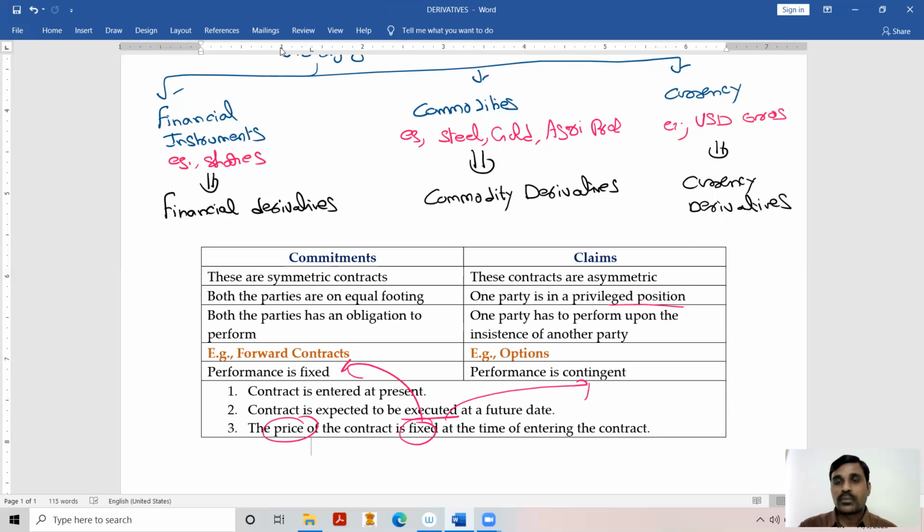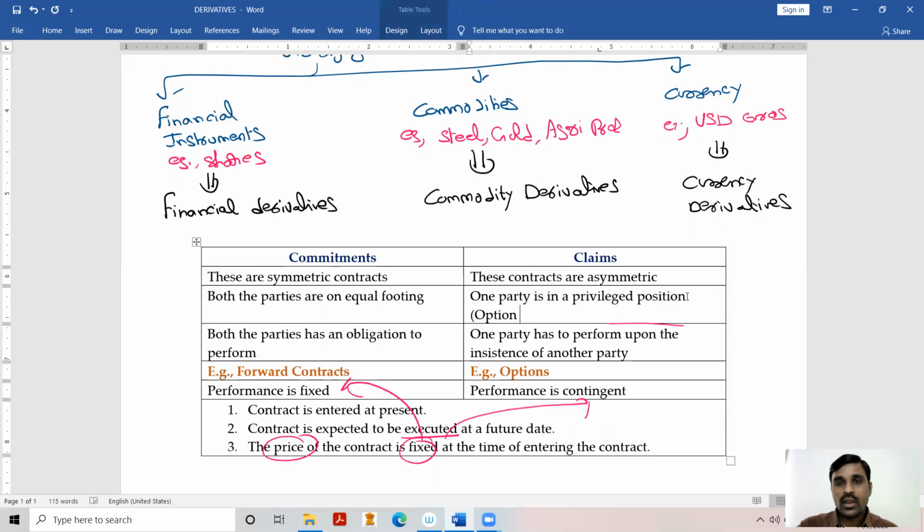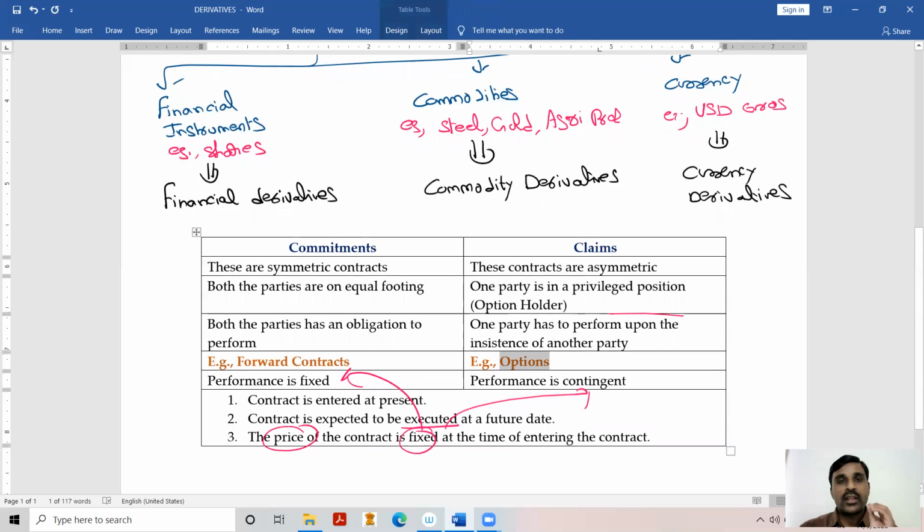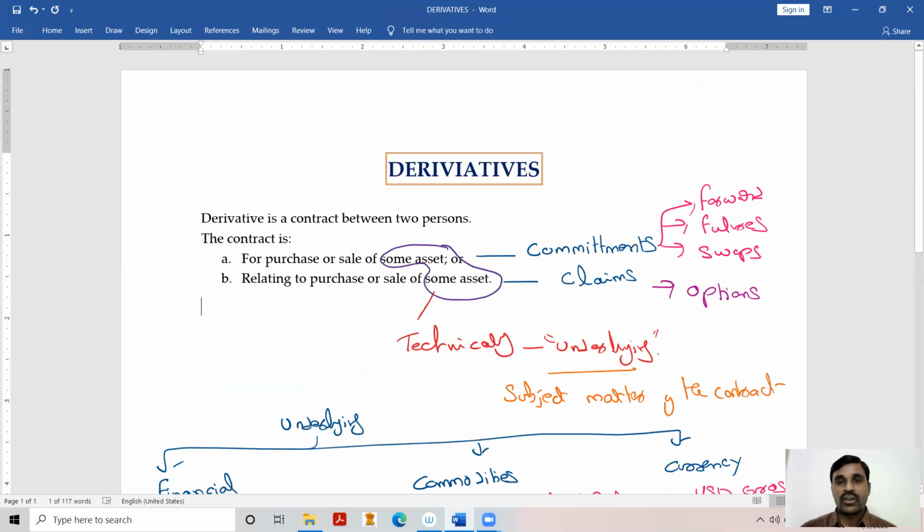The privileged person is also called the option holder. We'll discuss forwards and options in detail later, while we're discussing the problems. Now I'm giving a brief. So the privileged person is called an option holder, right? So these are the two different types of derivatives, three popular types of underlyings, and two different types of contracts, commitments and claims.